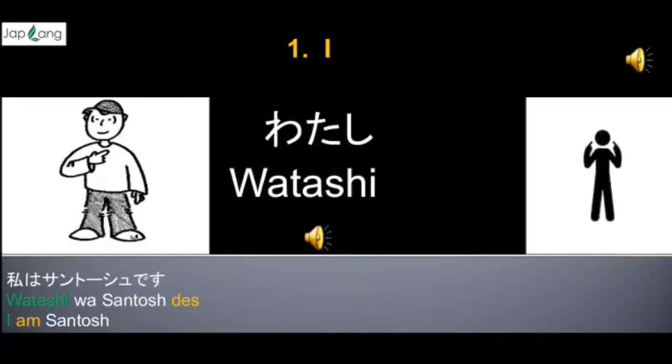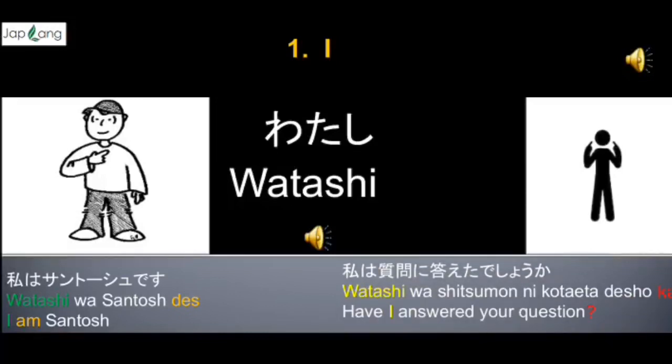We go to next. One more example we can say: watashi wa shitsumon ni kotaeta deshou ka. It means, have I answered your question, or whatever query you had? Watashi again is in yellow color, and I is also in yellow color. And ka is a question marker, that's in red color. We'll learn this ka next in our grammar section.